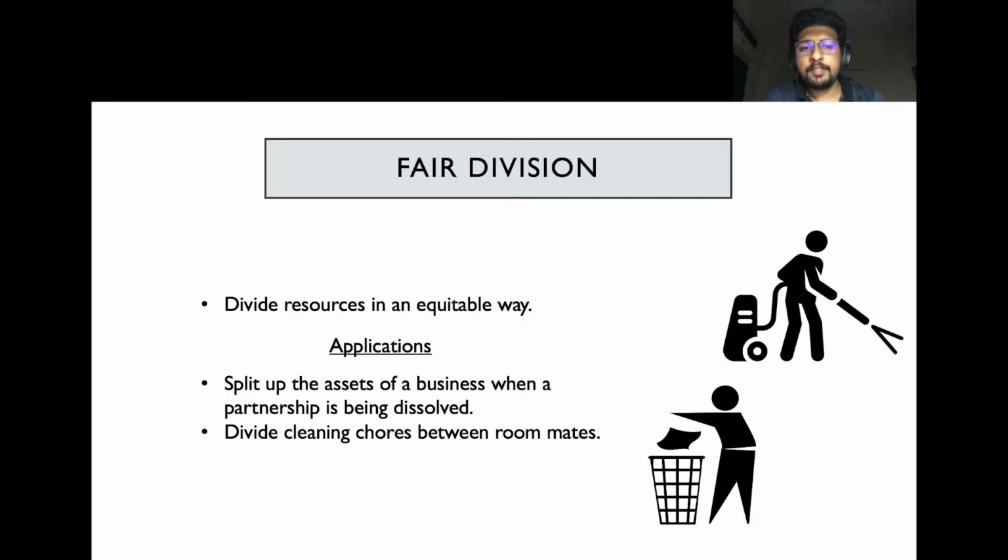Let's start with an introduction to fair division. Fair division tries to divide resources in an equitable way. It can be used to divide up an estate or a piece of land among heirs. Fair division can also be used to split up assets of a business when a partnership is being dissolved. It can even be used by roommates to divide up the cleaning chores when the cleaning deposit is on the line.